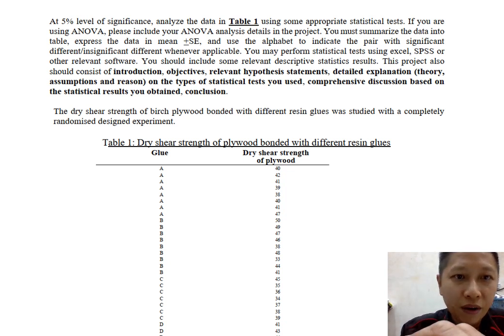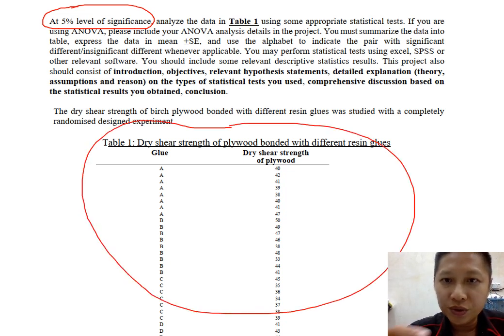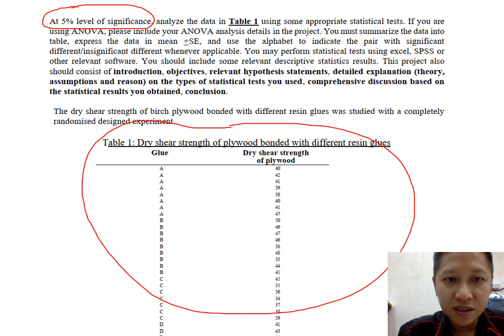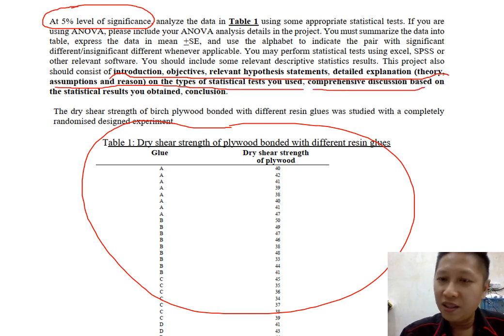Okay, this is the instruction. At 5% level of significance, analyze the data inside Table 1. You're going to use ANOVA to do a statistical test. Your report should consist of an introduction, objective, relevant hypothesis, detailed explanation of why you use ANOVA, comprehensive discussion for a few of the tables, and then a conclusion.